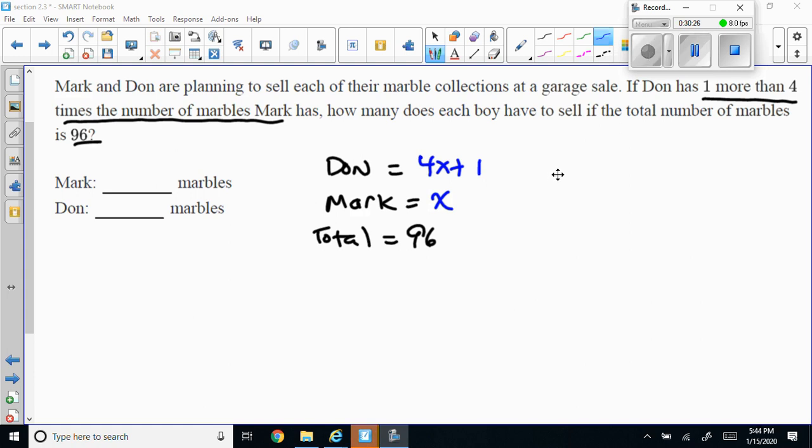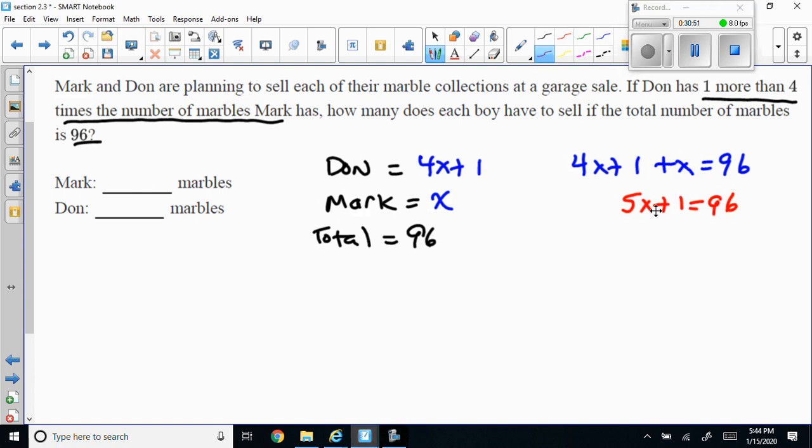All right. What would the equation be on this? x plus 4x plus 1 equals 96. That's right. 4x plus 1 plus x equals 96, or x plus, yeah. It doesn't matter which one you put first. It's Don plus Mark, right? Or Mark plus Don. So we're going to combine like terms. That's 5x plus 1 equals 96. Minus 1 from both sides. 5x equals 95. See these pretty numbers? Minus 1 gets you back to a number divisible by 5. What is that? 19? So x equals 19.